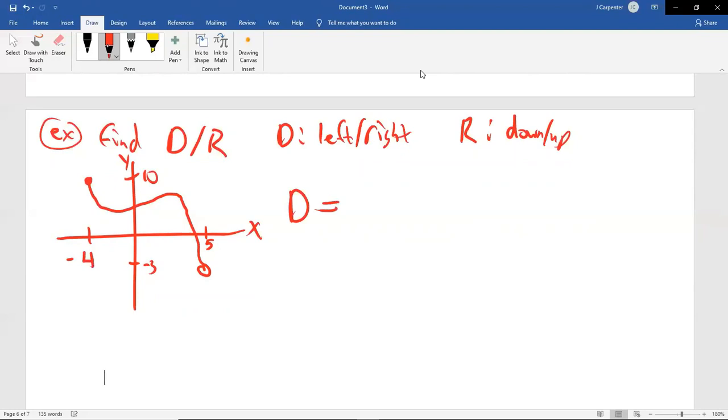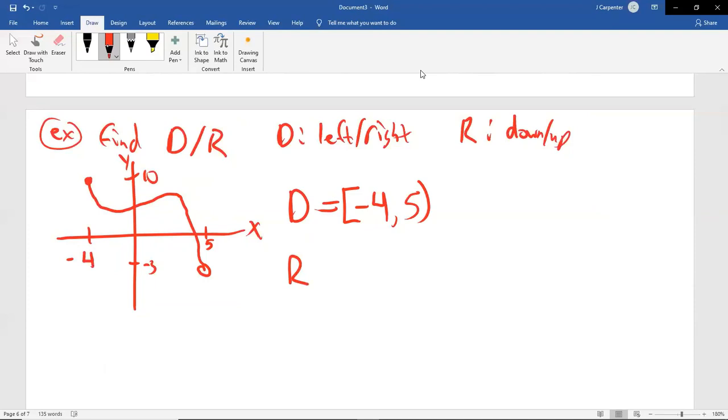So we go from -4 to 5, but then we need parentheses and brackets. Now a closed circle means included. This is having the or equal essentially. So the -4 gets a bracket. An open circle is like not having the or equals. It's exclusive, it's not included. So we can go up to 4.9999999999999999, but we can't use 5, so parentheses. Notice I only used the x values. I didn't even look at the y values, the -3 and the 10. They meant nothing for the domain.